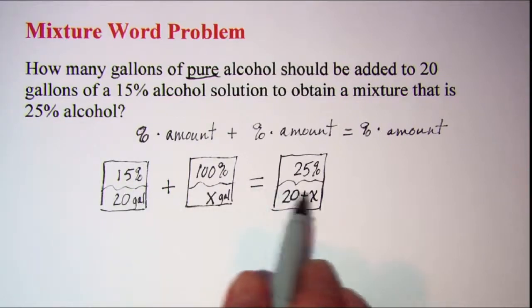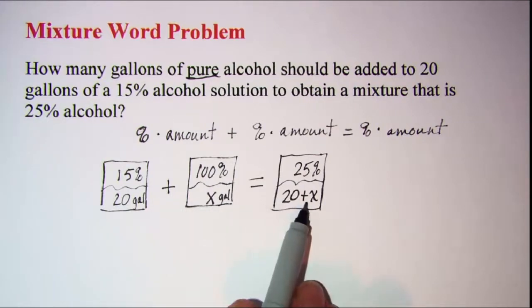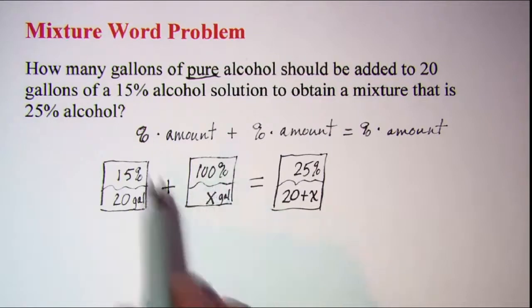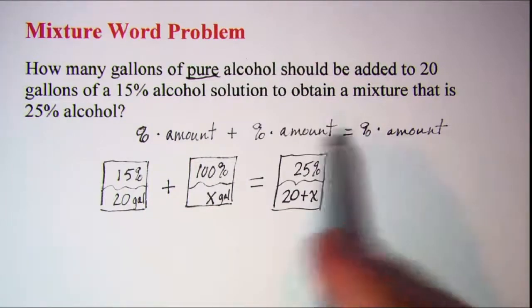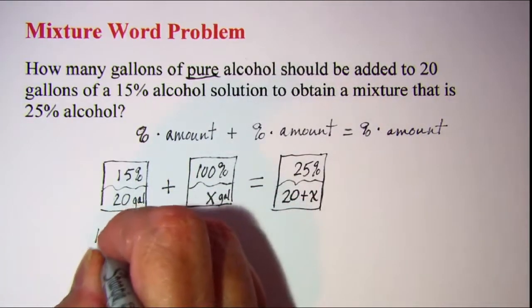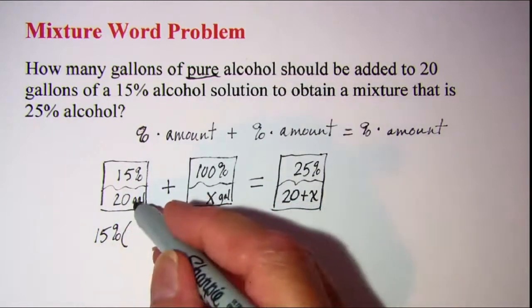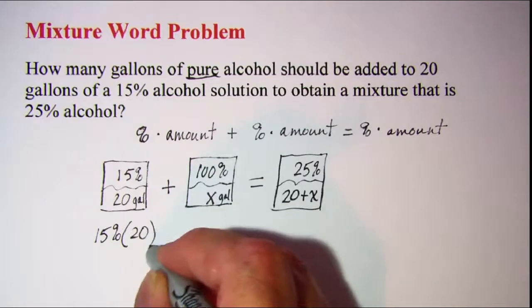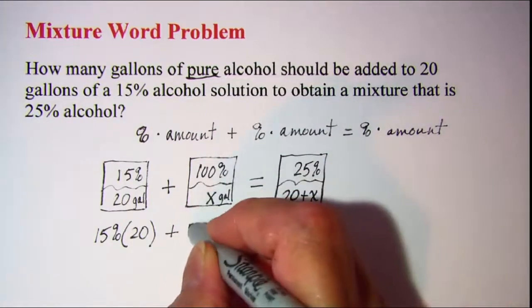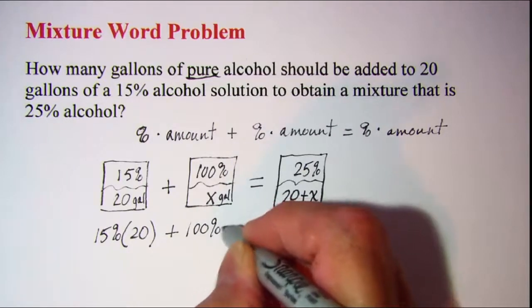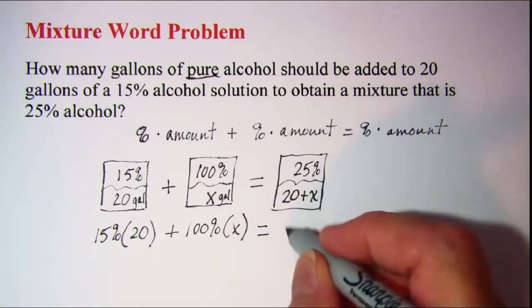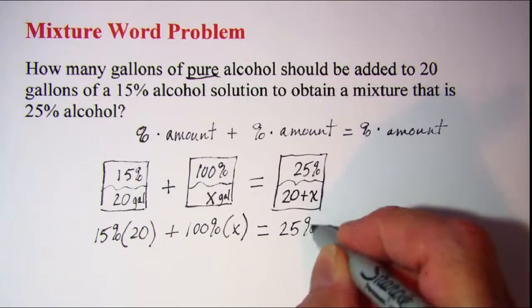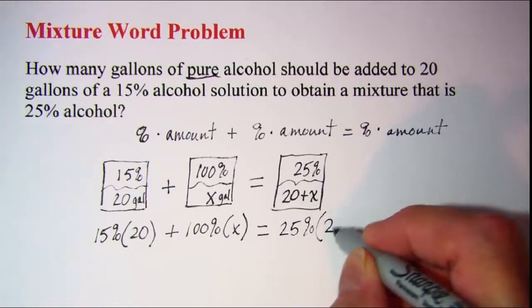So as far as the graphic organizer goes, I put my percents on the top, I put my amounts on the bottom of the pictures, and now I know that I just multiply percent times amount plus percent times amount to equal percent times amount. So my percent is 15%, multiplied by that amount, which is 20 gallons, plus the percent here, 100%, times that amount, which is X, and that equals 25% times the amount, which is 20 plus X.